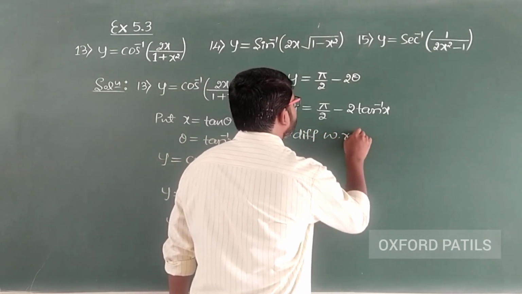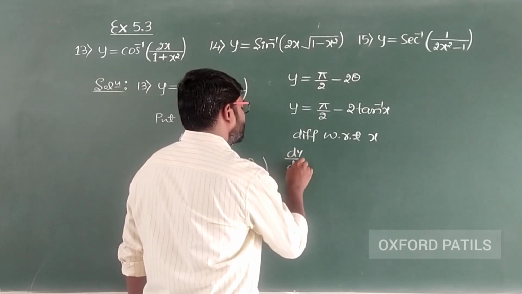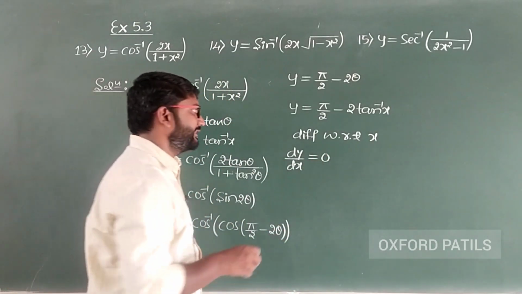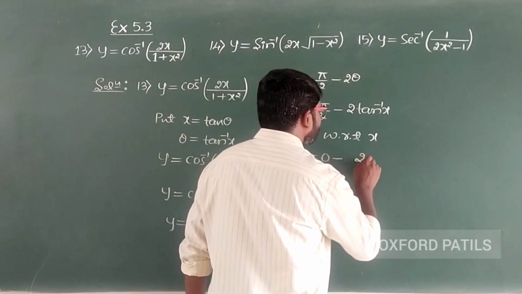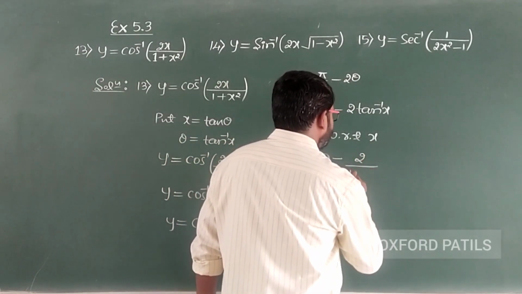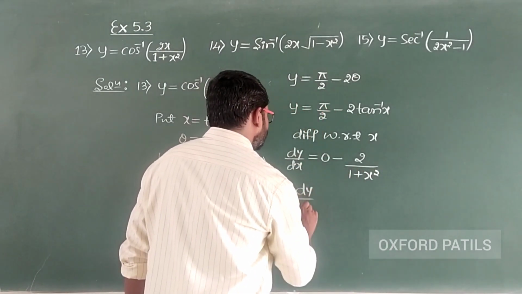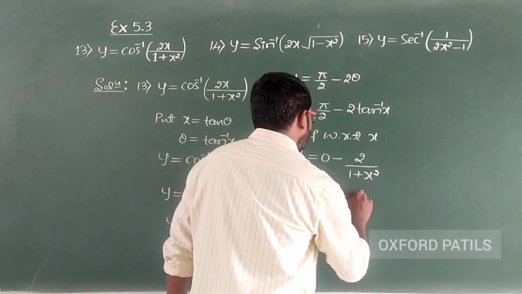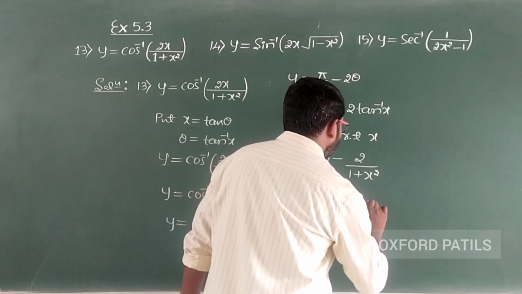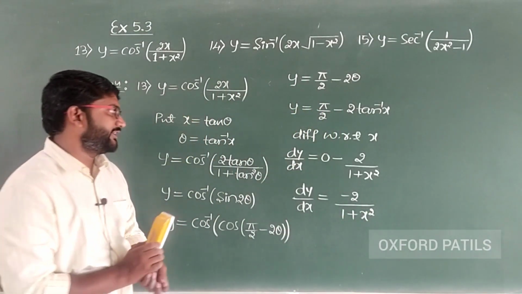Differentiate with respect to x. So dy by dx is equal to 0, the derivative of a constant is 0. Then minus 2, write it as it is. Then the derivative of tan inverse x will be 1 divided by 1 plus x square. So overall we have dy by dx equals minus 2 divided by 1 plus x square. So this is the required answer for question number 13. Note this down and then we'll take up question number 14.